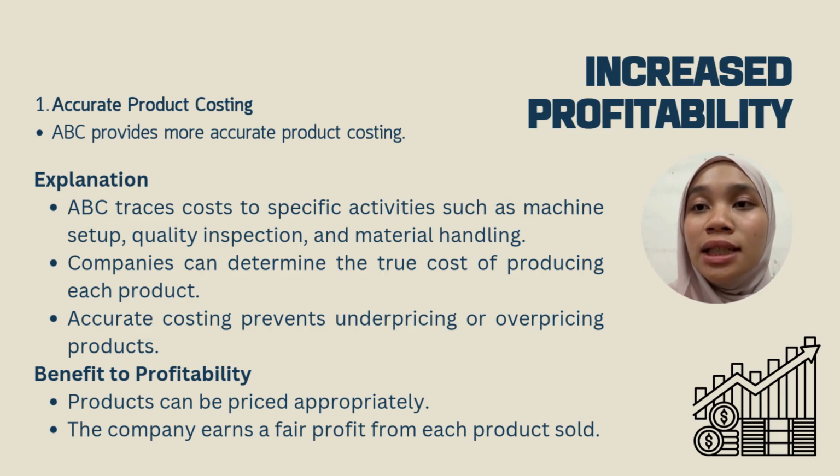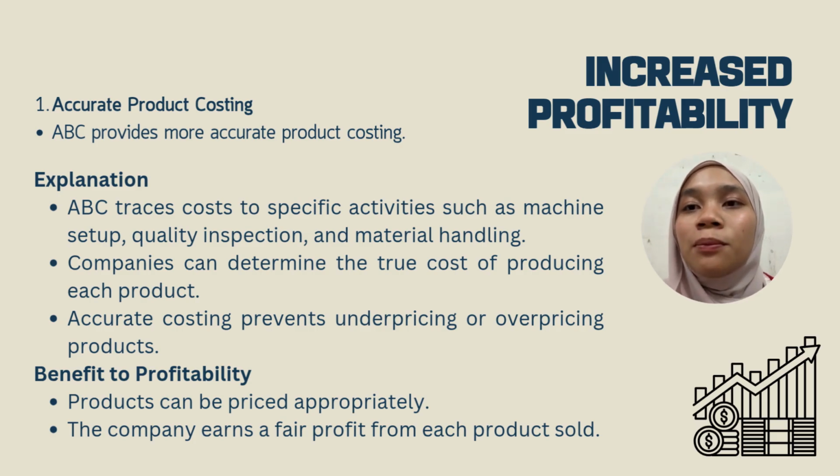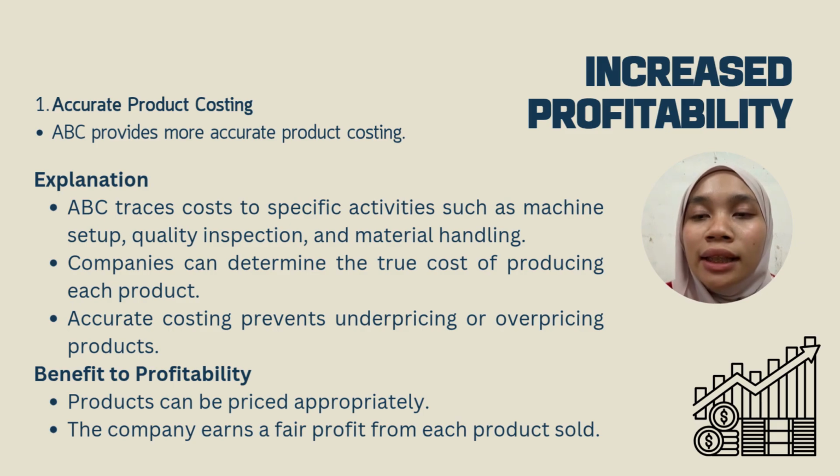Why does this matter for profitability? Because accurate costing prevents the dangerous traps of underpricing or overpricing your goods. If you underprice a product, you bleed cash without realizing it. If you overprice it, you lose your customers to competitors. But if you use ABC, your product can be priced appropriately in the market, ensuring that the company earns a fair, optimized profit from every single unit sold.